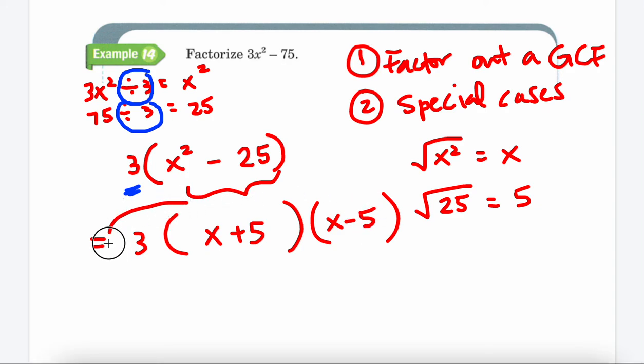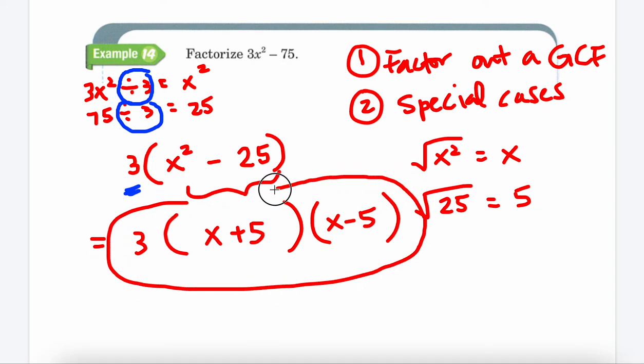So this entire thing plus the 3 on the outside is your answer. Okay? If you don't keep in that 3, then it just is the answer for x squared minus 25. Okay? So again, if you feel like you cannot factor any of the problems, try taking out a GCF first.